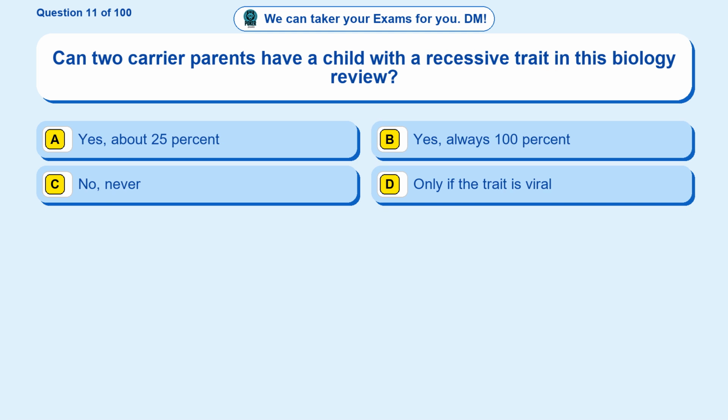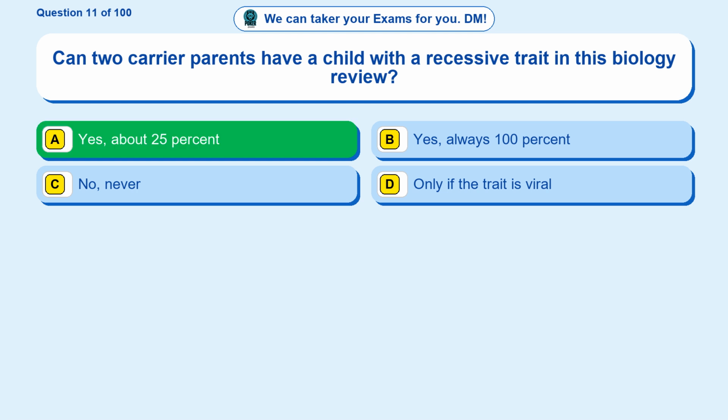Question 11. Can two carrier parents have a child with a recessive trait in this biology review? Option A. Yes, about 25%. Option B. Yes, always 100%. Option C. No, never. Option D. Only if the trait is viral. The correct answer is option A.